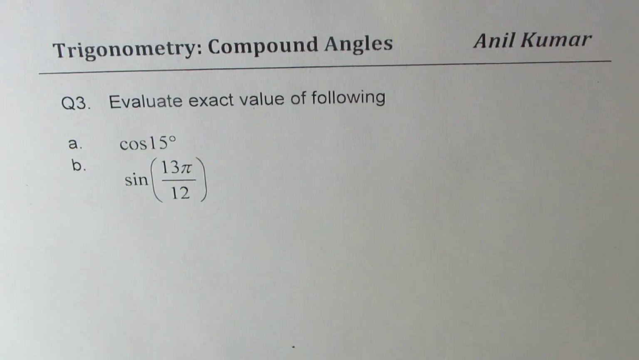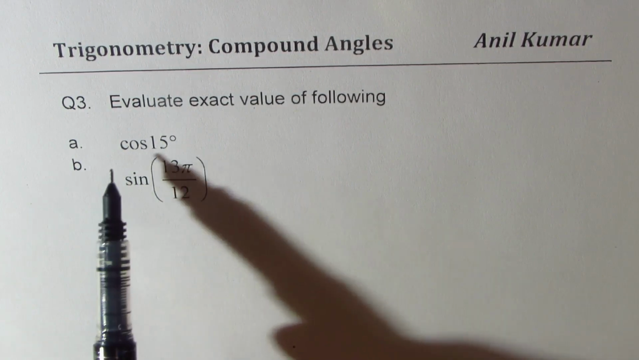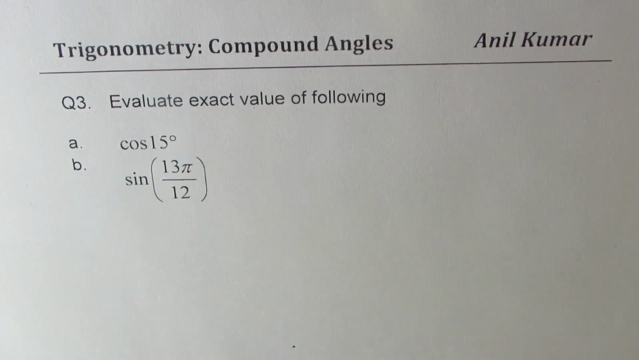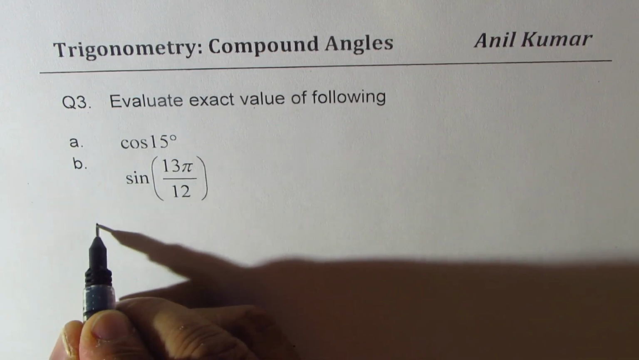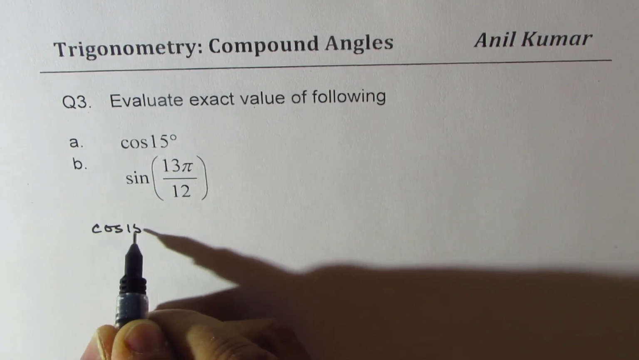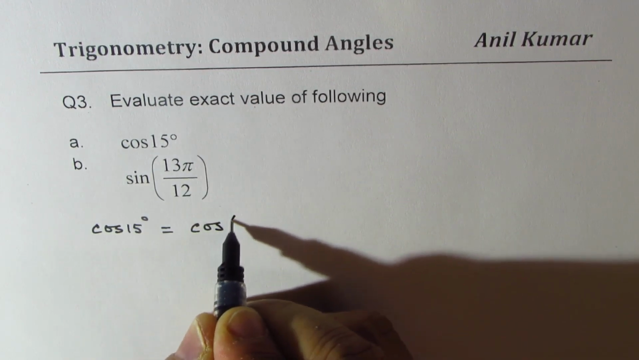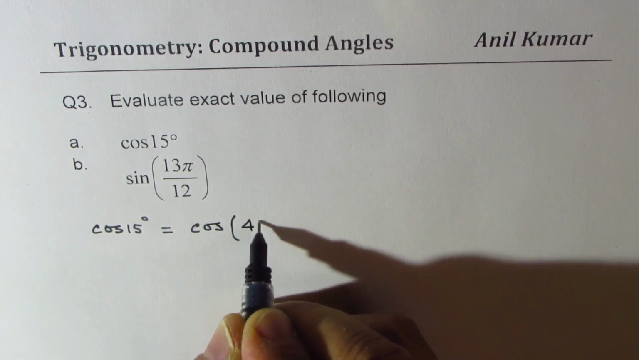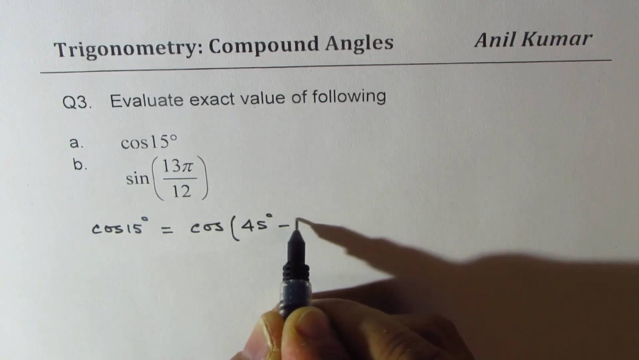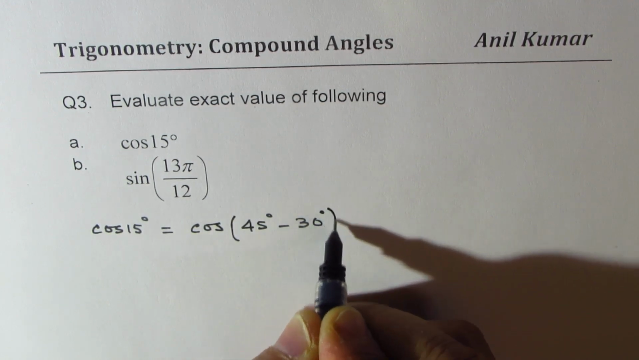Here is question number 3. You need to evaluate exact value of the following. We have cos of 15 degrees and sine of 13 pi by 12. Now we could use compound angle to find cos of 15 degrees. Let's do it here. So we want to find what is cos of 15 degrees. I could always write 15 degrees as combination of 45 degrees minus 30 degrees. Does it make sense to you?